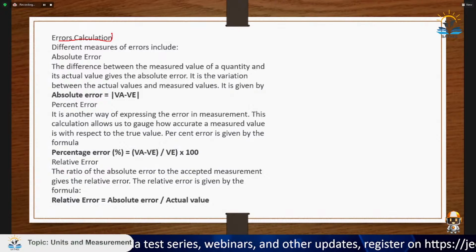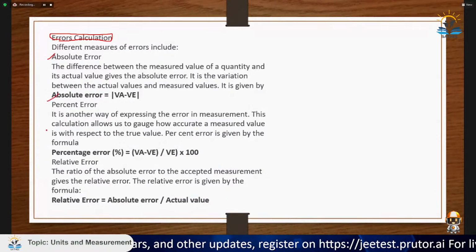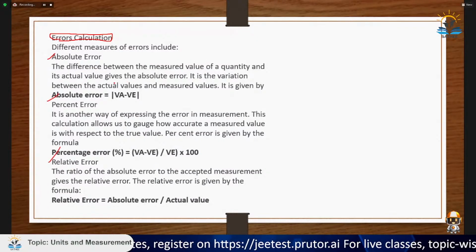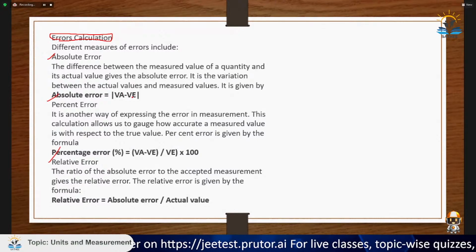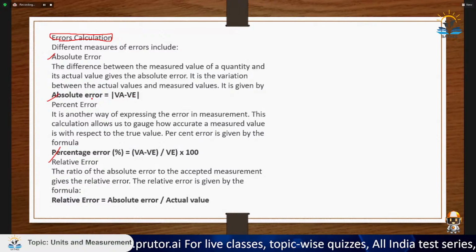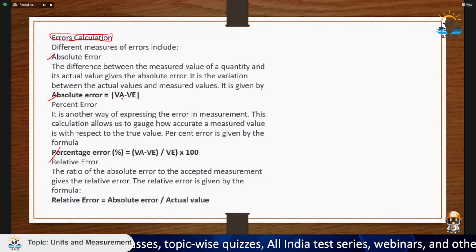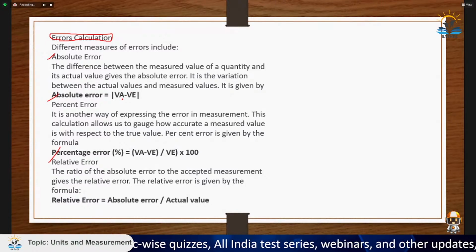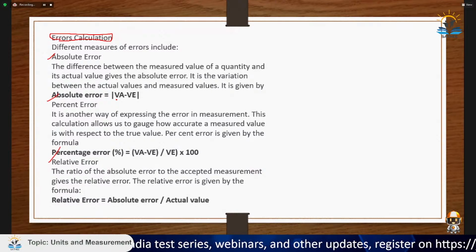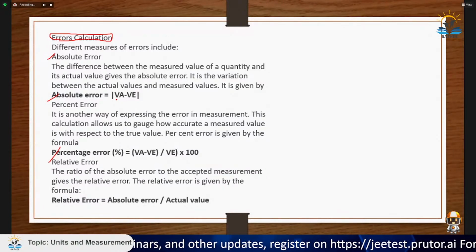Okay. Coming on to errors. Error calculation is also a very important part of this chapter. So basically there are three types of errors: absolute error, percentage error, and relative error. So what is absolute error? Absolute error is the difference between the measured value of a quantity and the actual value. Like if your actual value is 5 centimeters and your answer is coming to be 4.9, then 4.9 minus 5 comes out, but absolute error, as the name suggests, is always positive. So if your answer is 5.1 or 4.9, both will give you 0.1 as the absolute error. So basically, absolute error is the modulus of the difference between the actual value and the measured value.